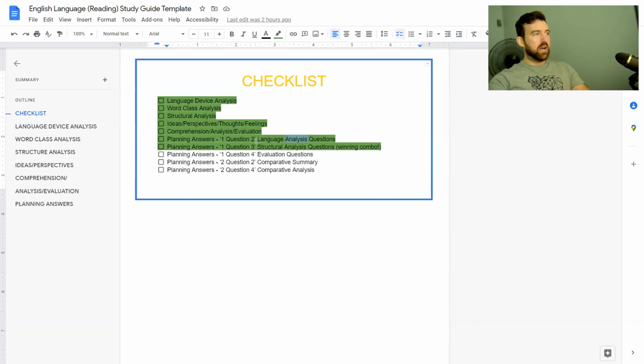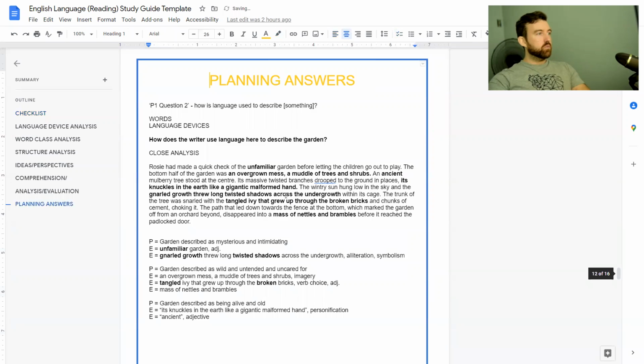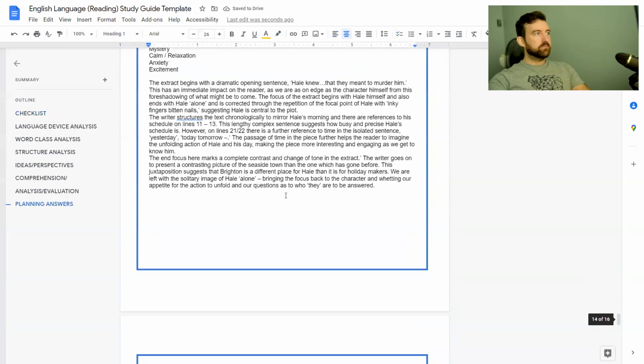So we've gone through how to plan a language analysis question. We've gone through how to plan a structural analysis question. Today, we're going to be looking at how to plan an evaluation question. So we'll go down to that section.